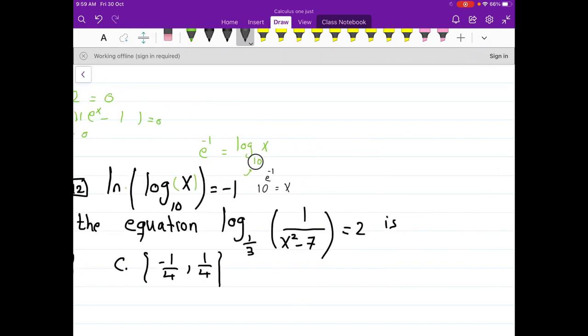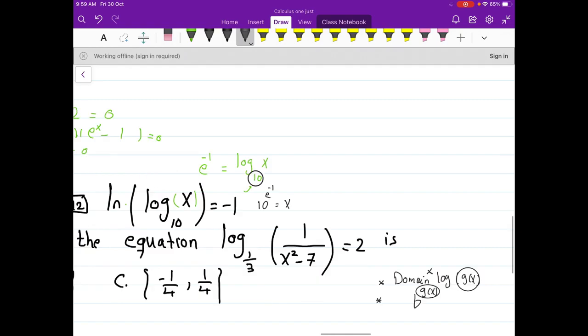So until now, we must be able to find the domain for any function containing log g of x, and you must be able to find the domain for any function b to the power g of x. How can you find the domain for log g of x? Inside the log must be positive. And how can you find the domain for b to the power g of x? You must find the domain for the exponent. And also, we saw how we can solve equations that include logarithmic and exponential functions.